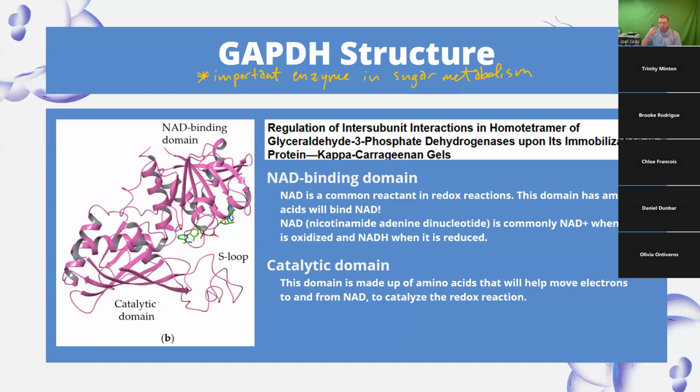Okay, so it's an important enzyme in breaking down sugars. It has two major domains. One of them is a binding domain. The other is a catalytic domain. Now, the binding domain binds onto the molecule that you're going to be acting on. It's almost like it picks up this sugar related molecule so that it can hold it in place so the other domain can act on it and carry out an oxidation reduction reaction.